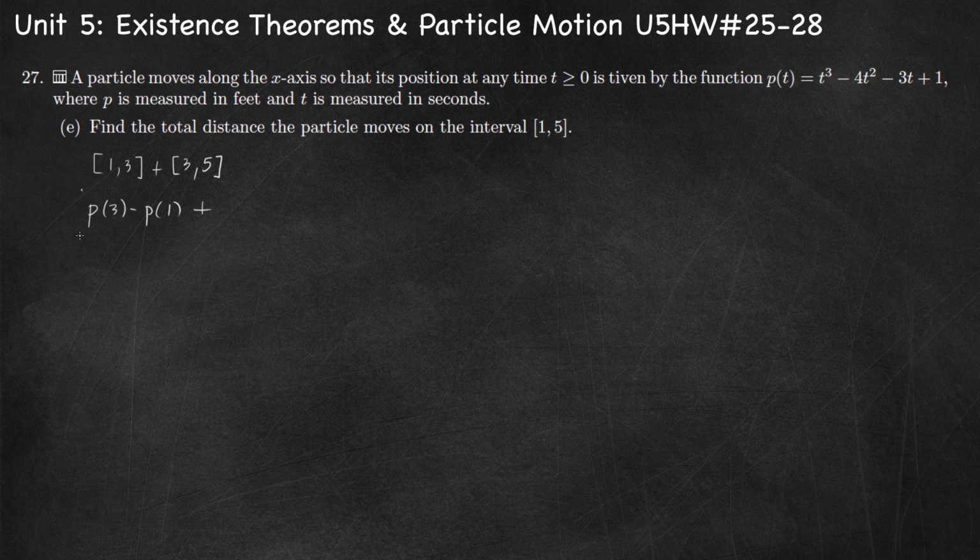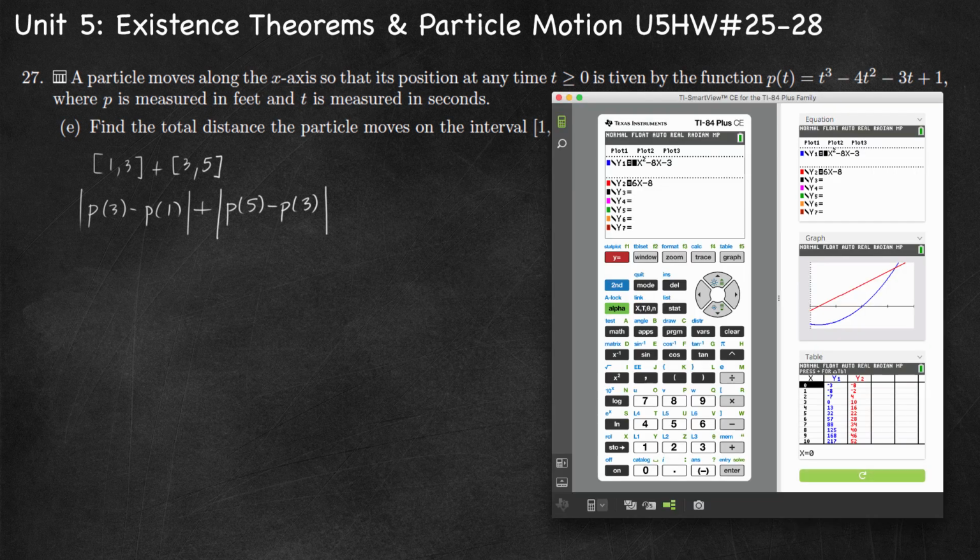Plus, and then we have to take the absolute value of that. Plus the net distance from 3 to 5. So that's P of 5 minus P of 3. And then we take the absolute value there, add these together, and that's going to give us our calculation for total distance.